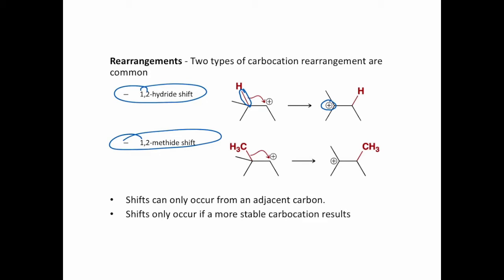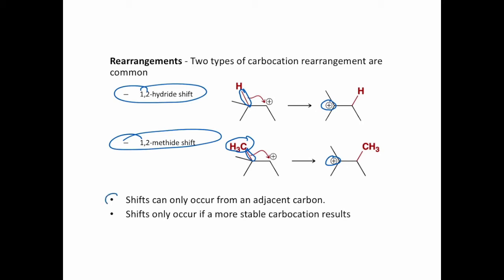Here we can also do that with a methyl shift. So we can take an entire CH3 group and we move it along with the 2 electrons. So we have a normal headed arrow here. We move it with its 2 electrons to the other carbon, and then the positive charge also moves.